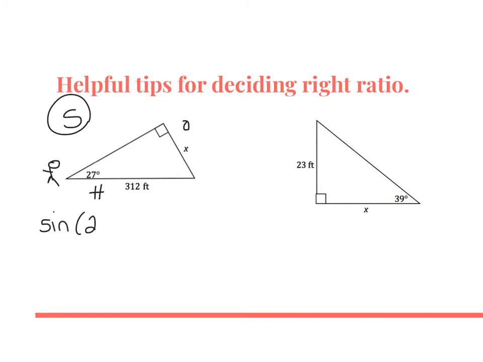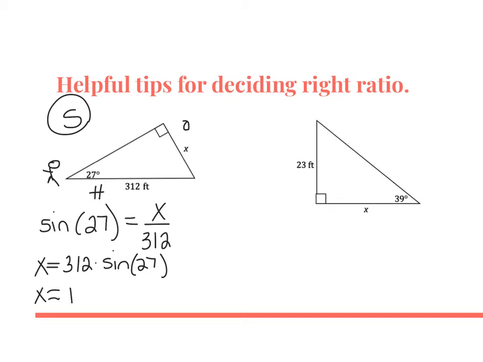Sine of 27 is 2x over 312. And just like before, because our variable is in the numerator, we're going to multiply both sides by that denominator. Type that in our calculator and get our answer.